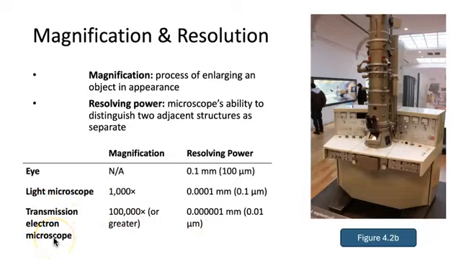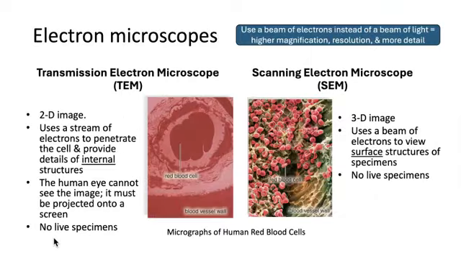So when we have higher resolution, we will have better image clarity and detail. And usually scientists will use electron microscopes in order to gain a better understanding of cellular structure and function. On the next slide, let's look at the differences between a transmission electron microscope and a scanning electron microscope.